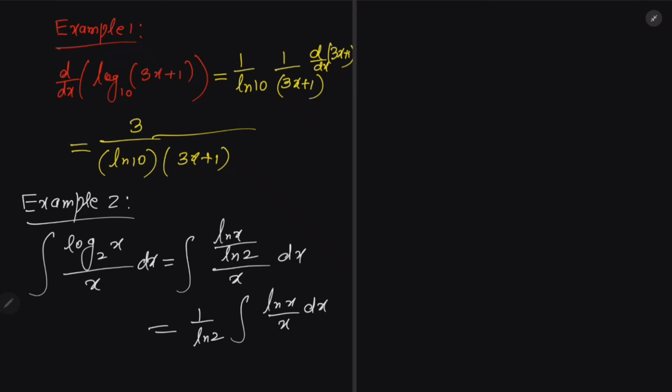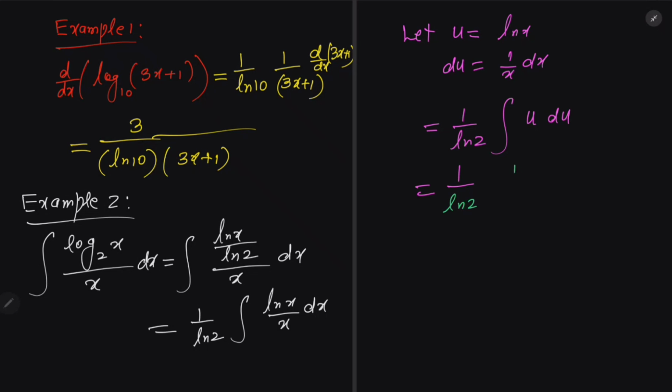Now, let me just substitute some value. Let u is equal to natural log of x, and the differential is 1 over x dx. So the above equation becomes 1 over natural log of 2 times the integral of u du. That's what we get. 1 over natural log of 2 times u squared by 2 plus c, and the u will be equal to natural log of x, so we get natural log of x squared divided by 2 natural log of 2 plus c. So this is the answer for this integration.